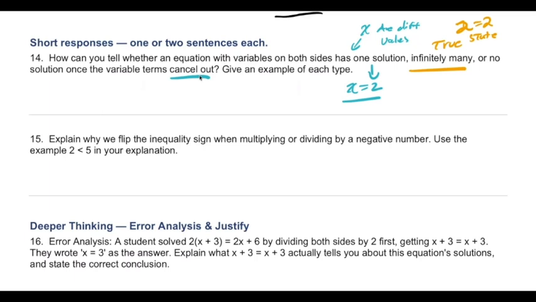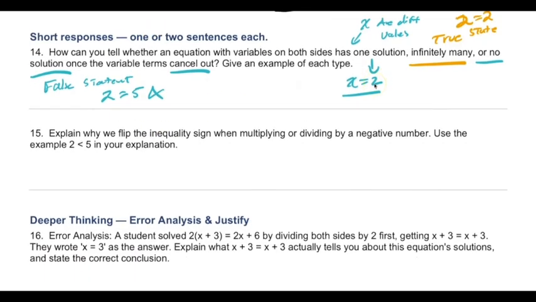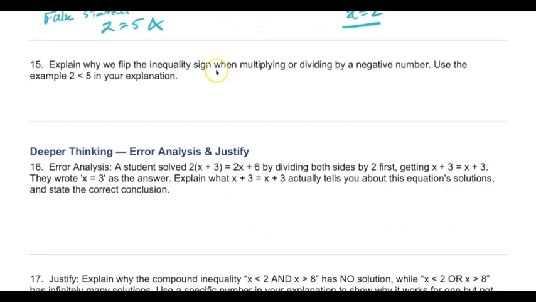Something like that. No solution happens when you get a false statement. So again, all the variables canceled out, you're going to get a false statement. Something like 2 is equal to 5, right, which is not true. So you're like, oh, no solution. So that's how you tell. If the variables cancel out, if it's true, then it's infinitely many. If it's false, it's no solution. And if they don't cancel out, then you get one solution.